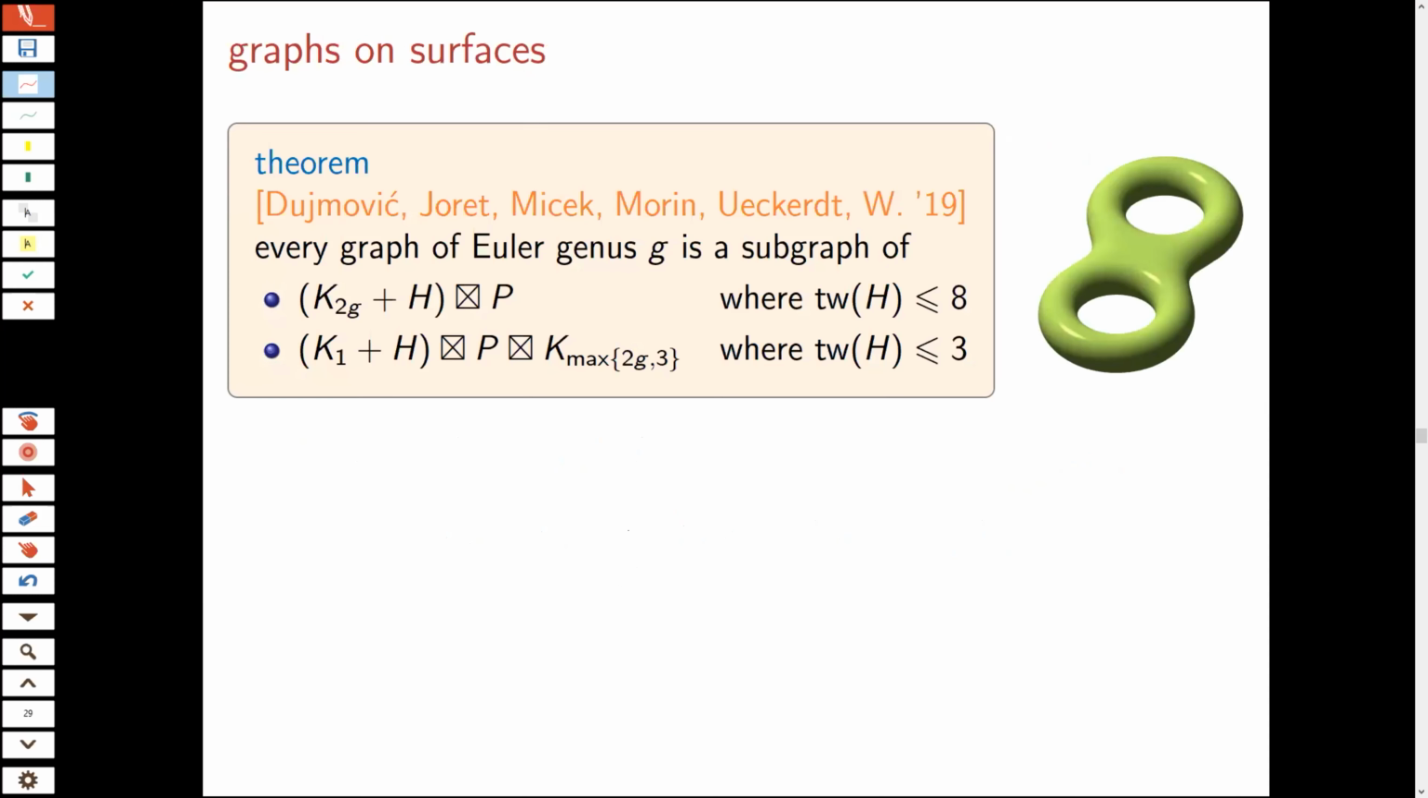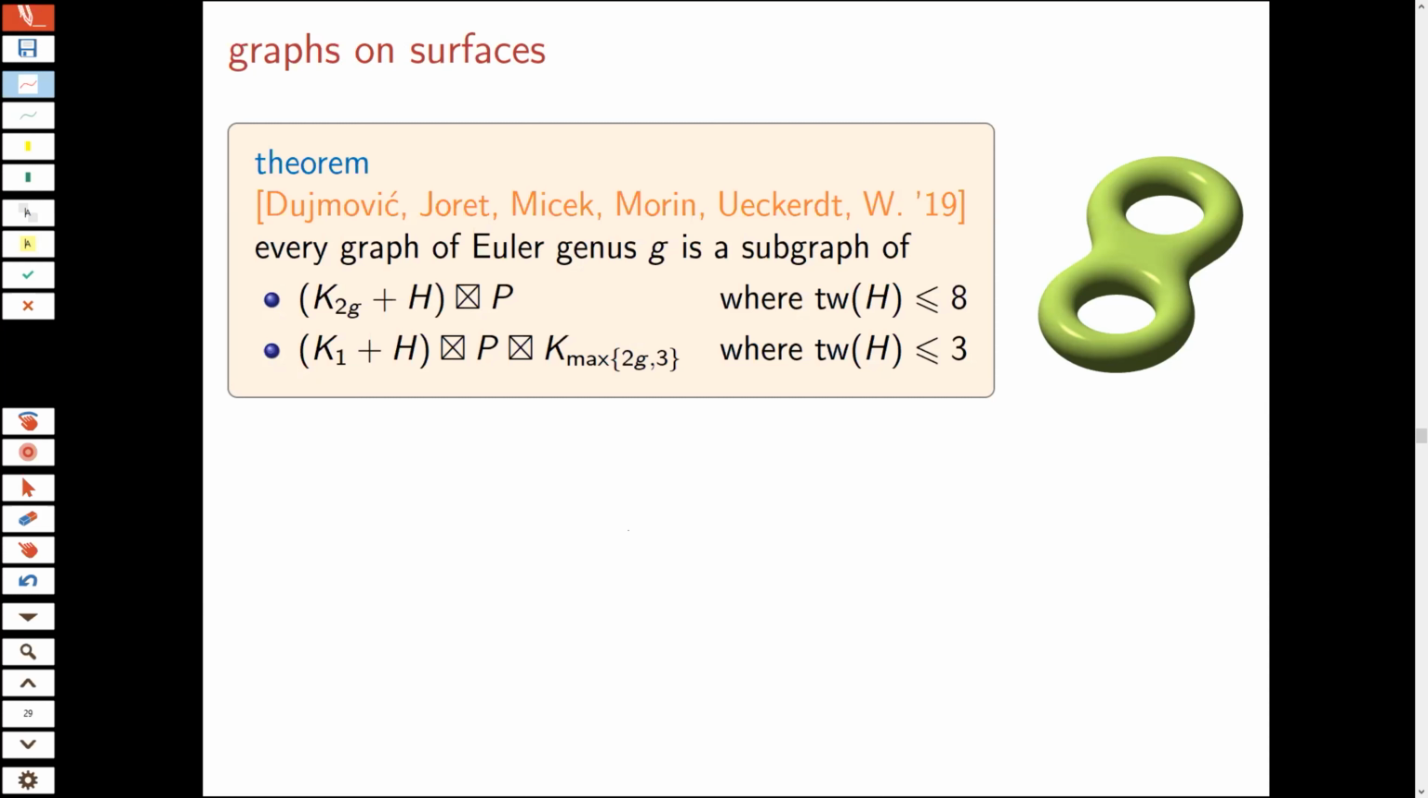Now, this result generalizes in many ways. Pat mentioned that it generalizes for graphs of given Euler genus. That means it can be embedded on a small genus surface, and it can be orientable or non-orientable. And we get these structure theorems. The first one's for tree width at most 8.